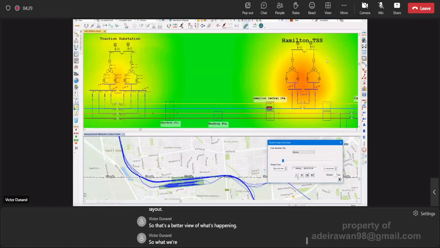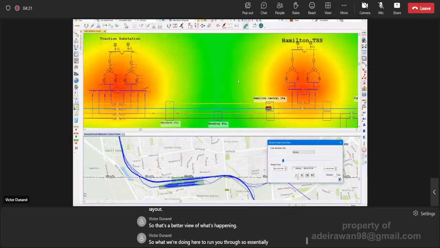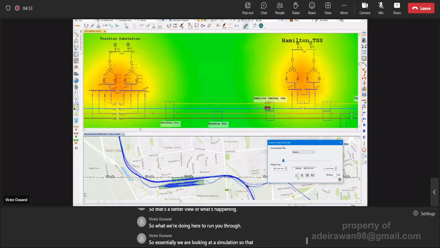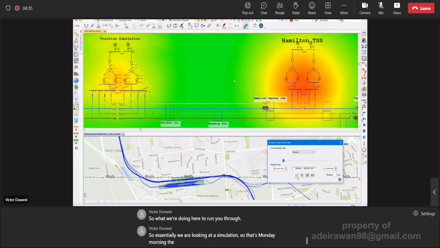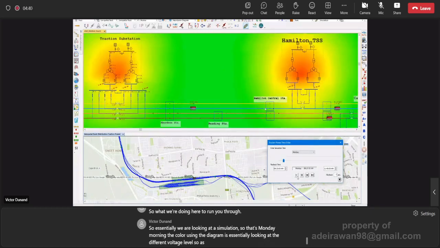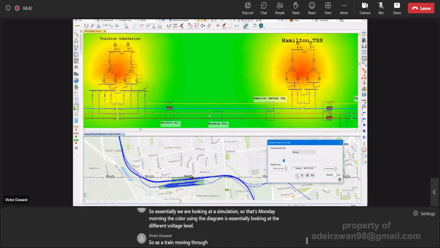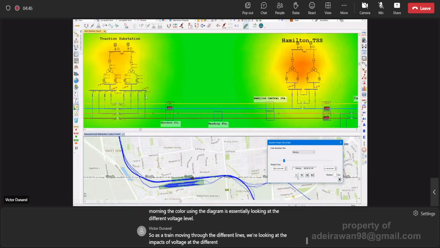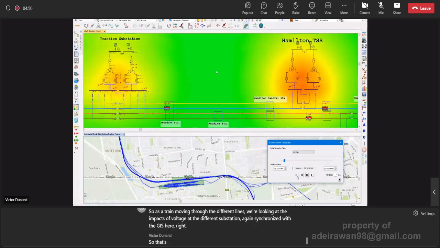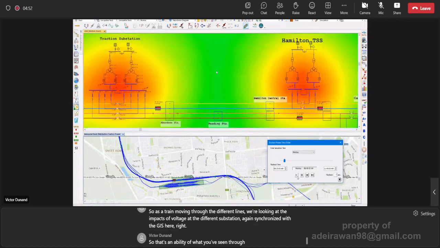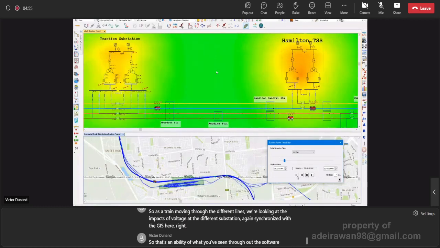So what we're doing here to run you through, essentially, is looking at a simulation. So that's Monday morning. The color you see in the background is essentially looking at the different voltage levels. So as a train moves through the different lines, we're looking at the impacts of voltage at the different substations. And again, synchronized with the GIS view, right? So that's what you're seeing through the software when you're modeling.